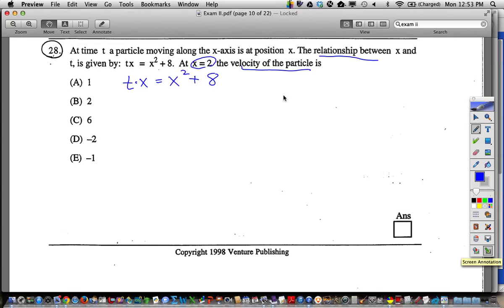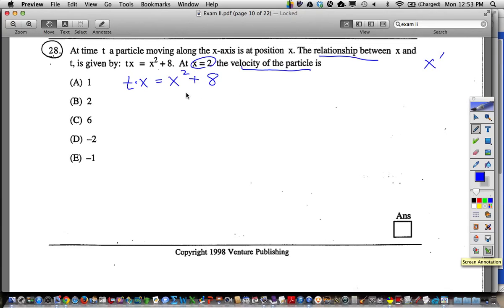X prime, right? X is the position. It says it right here. X is the position, so X prime. So that's our output. T is our input. Okay? So X is the output function. That's our position. So X prime is velocity. So what we're looking for is X prime. All right. So that means I need to get an X prime in here.